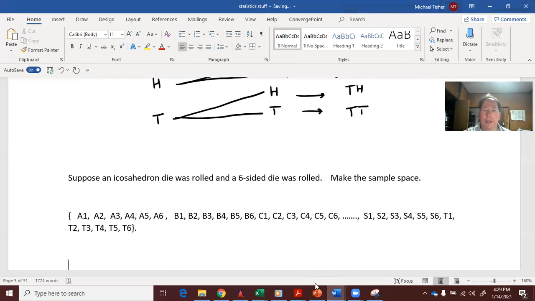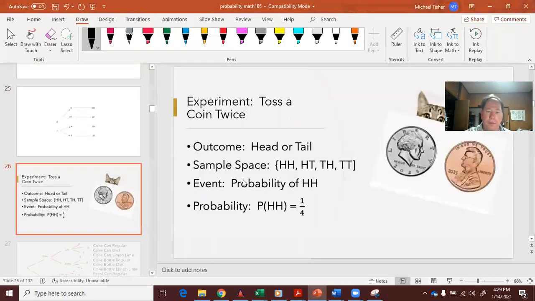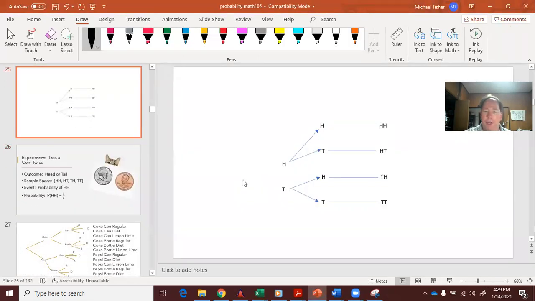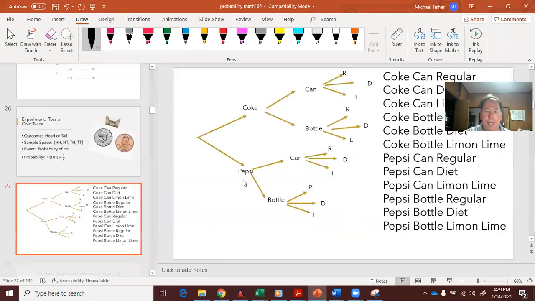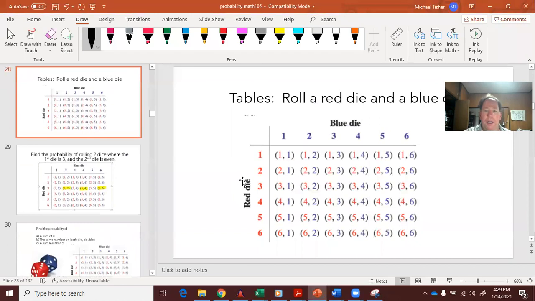Let's get more practice on using a sample space to get the answer to the problem. By the way, here's the tree diagram for the two-sided die there. Now let's do another problem, okay? This time, let's roll a red die and a blue die. And here are all of the possible ways to do that. Here we see a nice little table being used for that, right? So a table works pretty well for that one, okay?